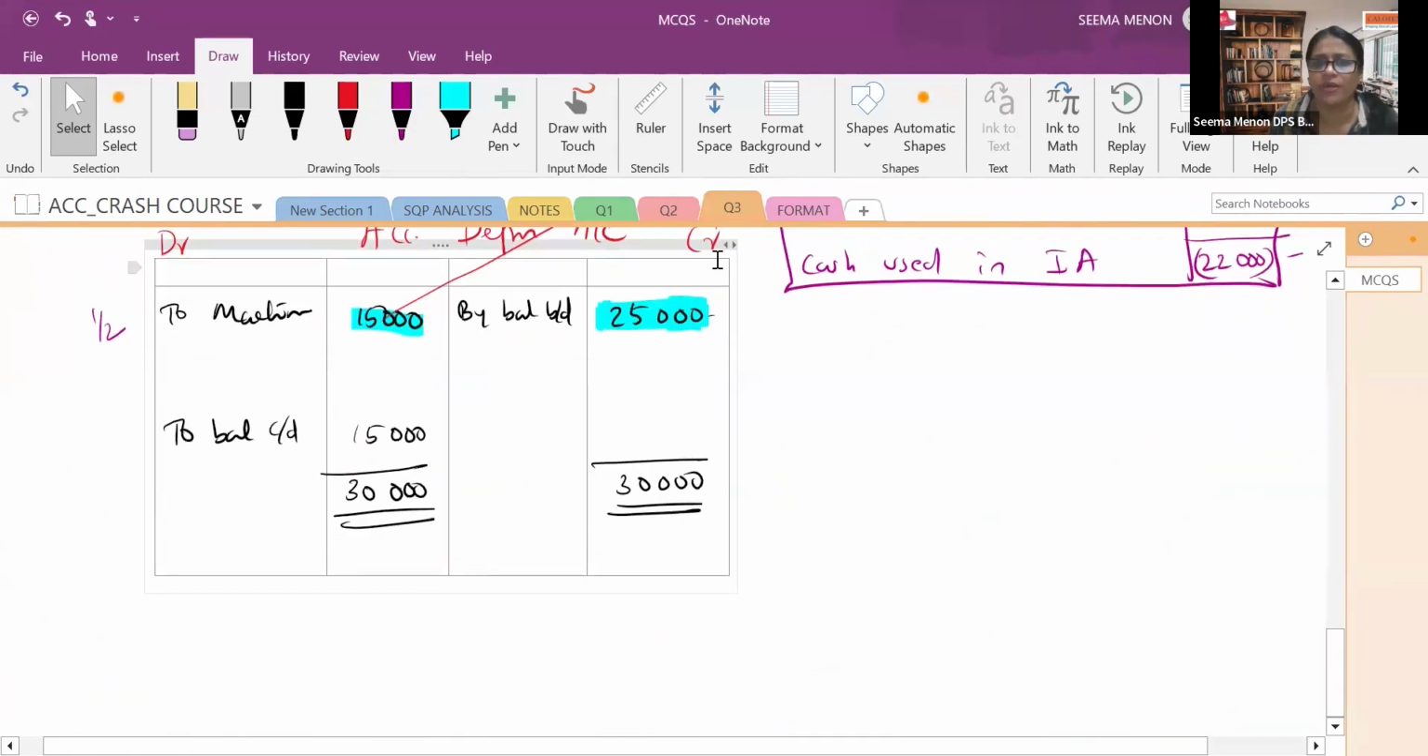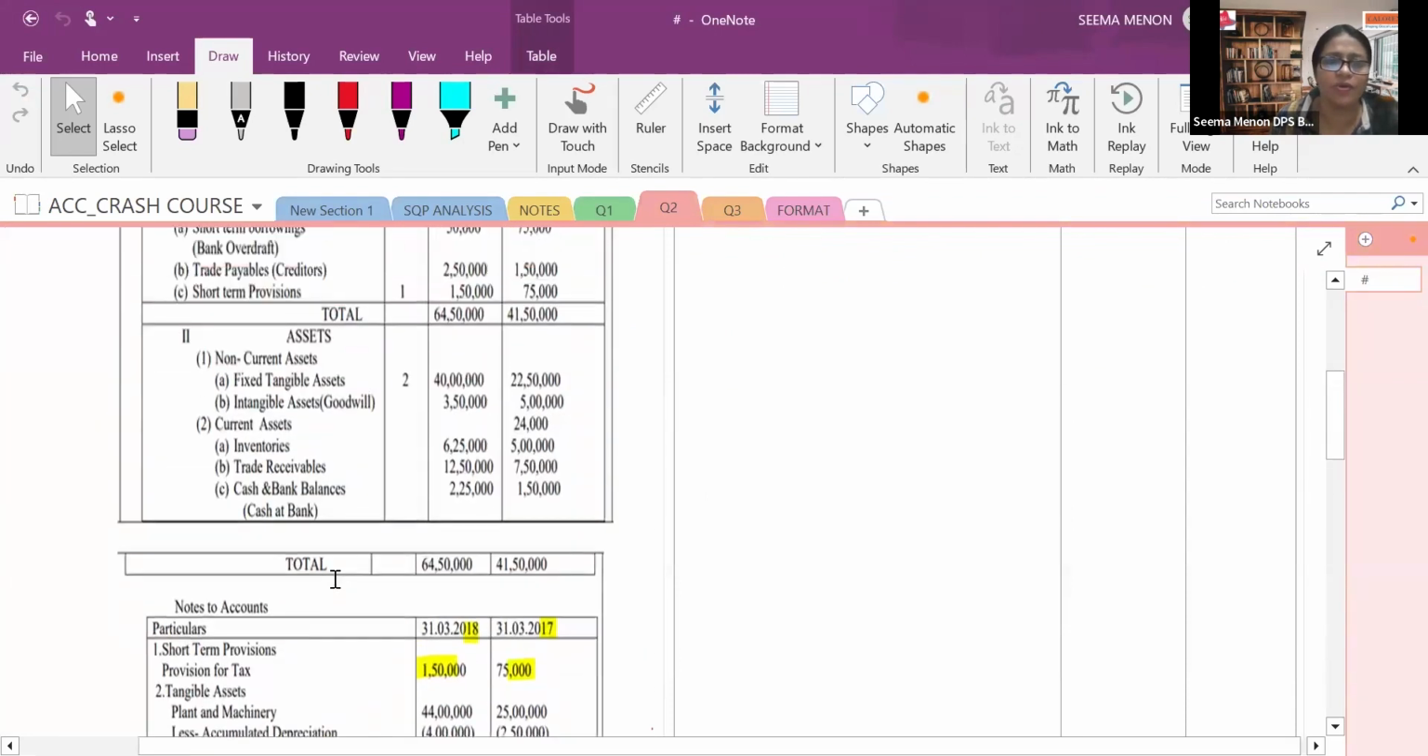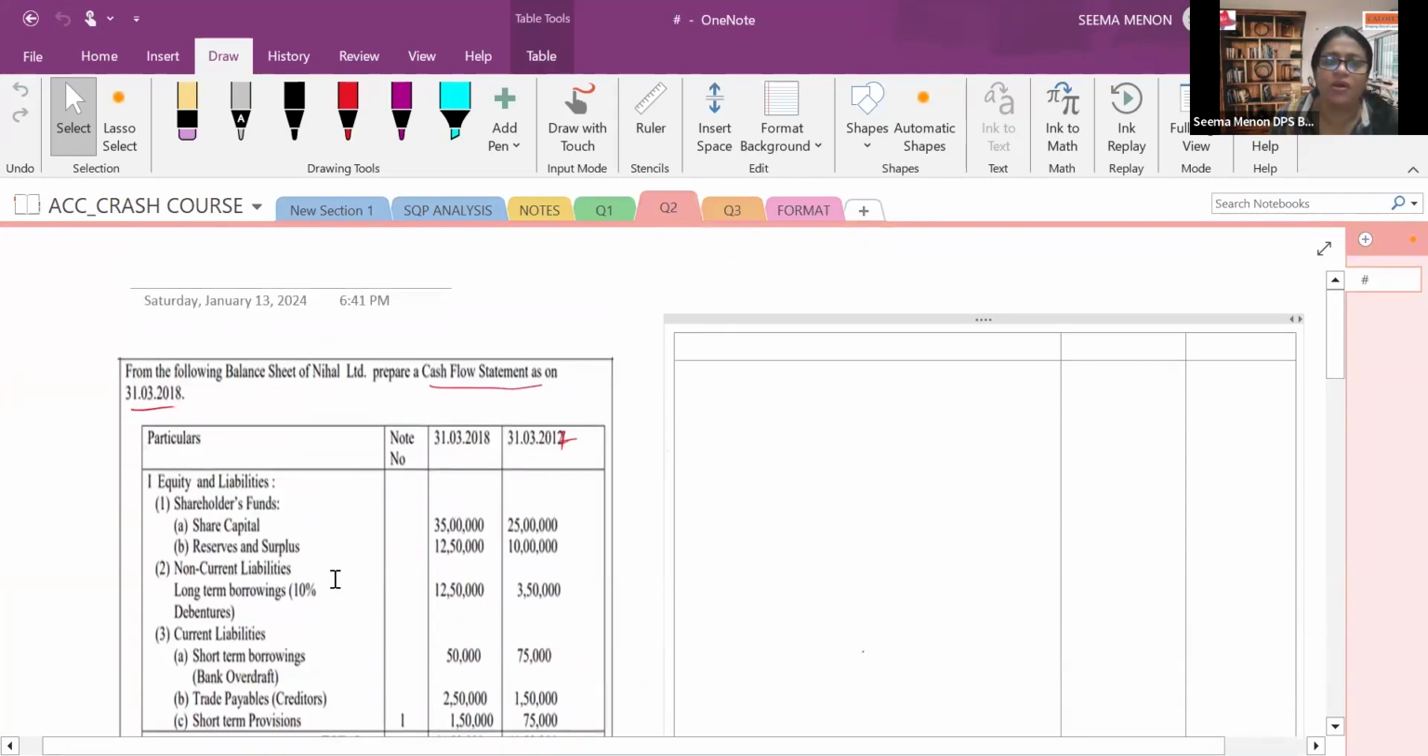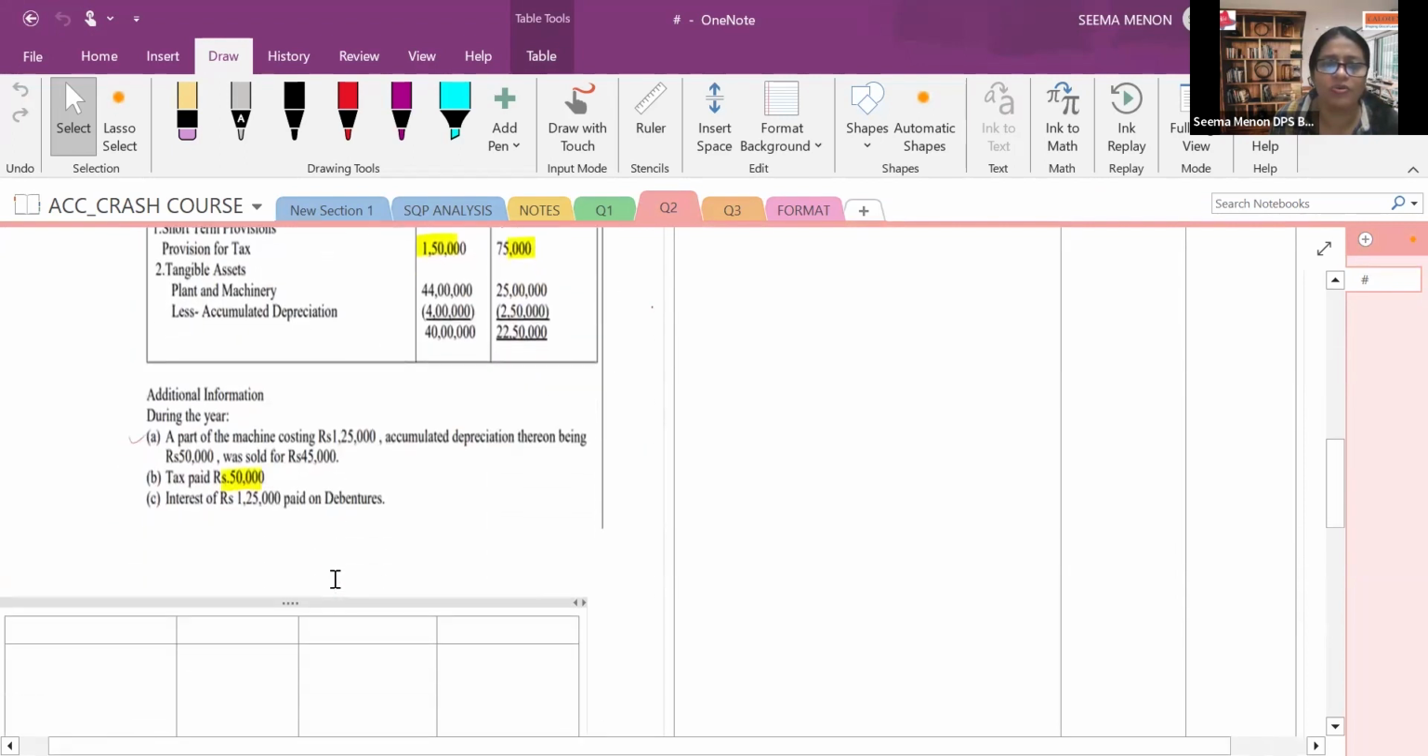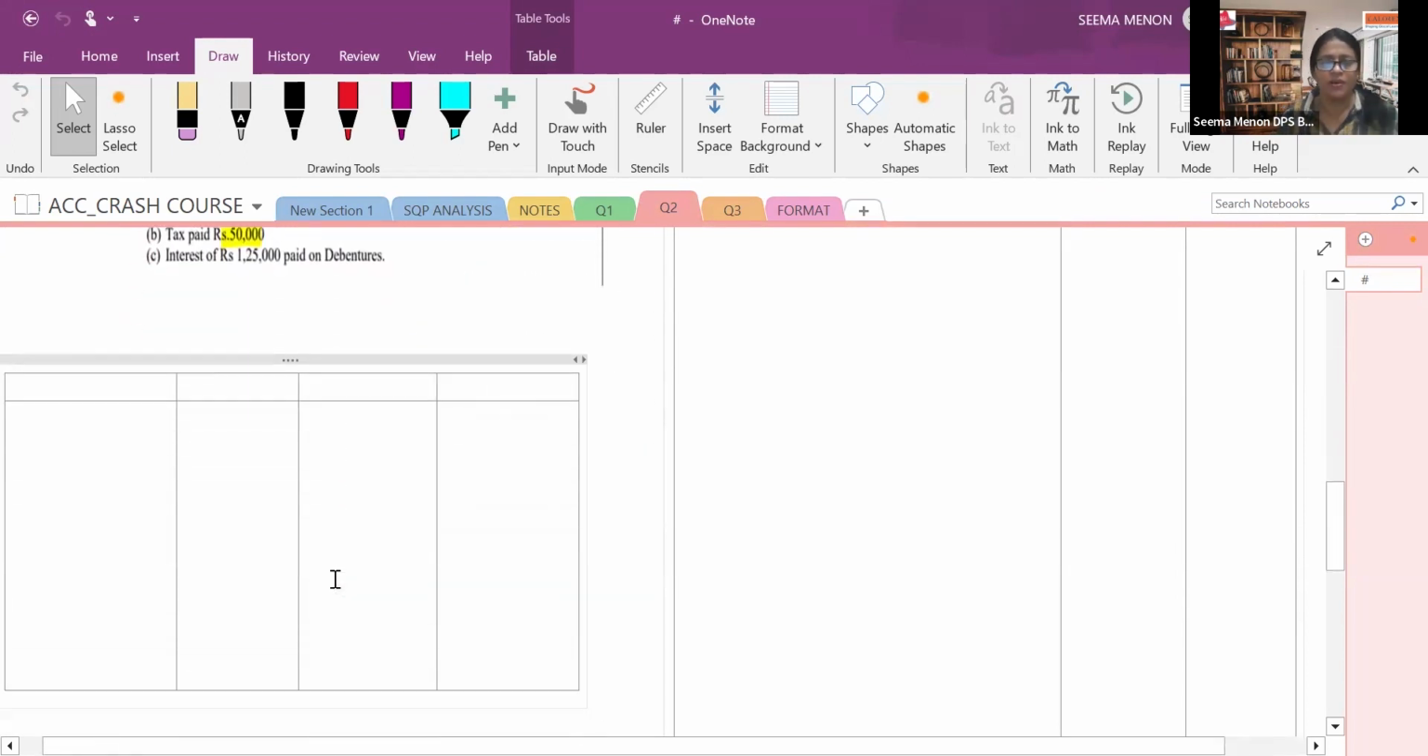Now we are moving into a full-fledged question. So let's see that full-fledged question. This is a board exam question and this is a 6-marker. How to solve this 6-marker question? Let's see that.